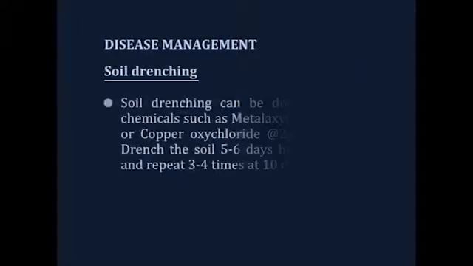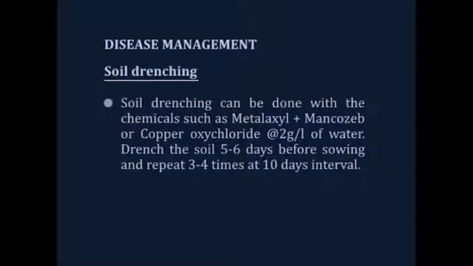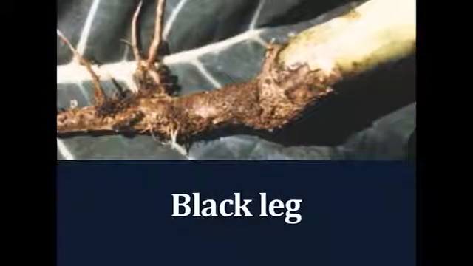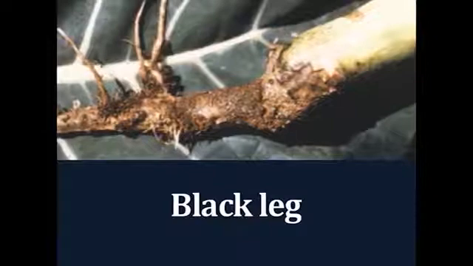Next cultural practice is soil drenching. Soil drenching can be done with chemicals such as metalaxyl plus mancozeb or copper oxychloride at the rate of 2 gram per liter of water. Drench the soil 5 to 6 days before sowing and repeat 3 to 4 times at 10 days interval. Now coming to the next important disease, it is the black leg.